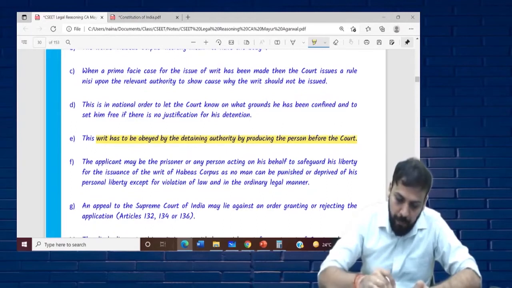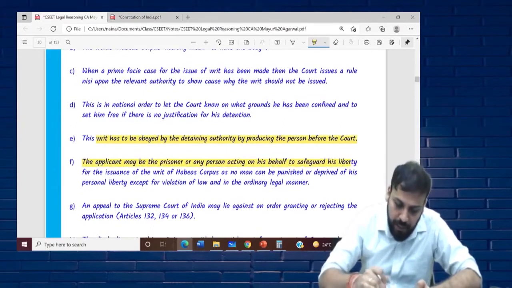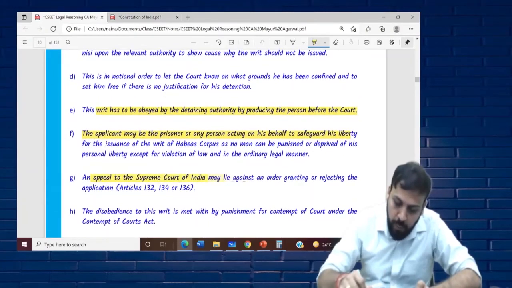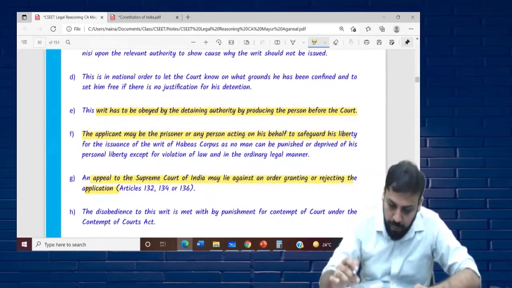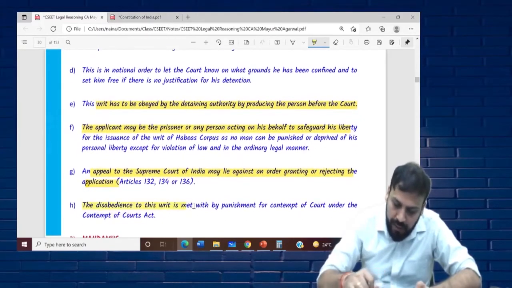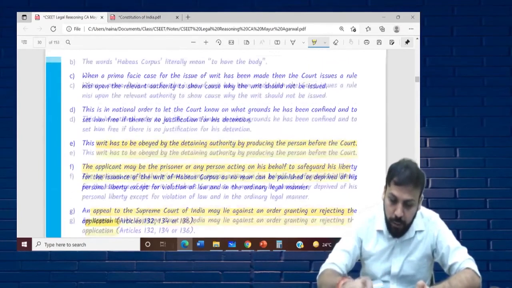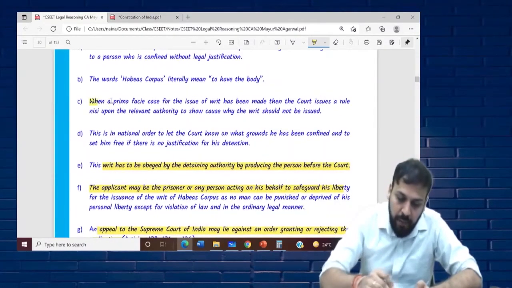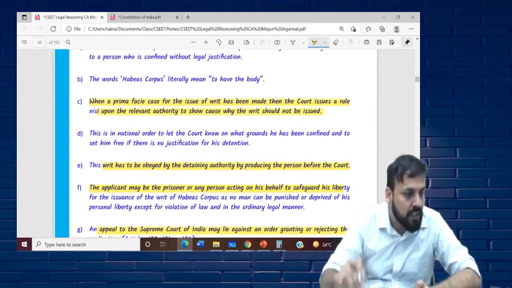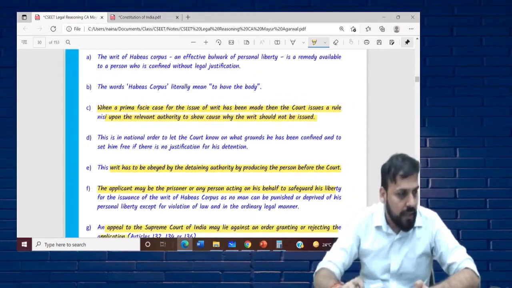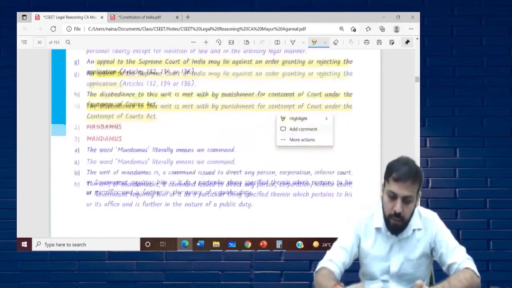The applicant may be the prisoner himself or any person acting on his behalf to safeguard his liberty. An appeal to the Supreme Court may also lie. If it is rejected by the High Court, you can go to the Supreme Court. And if they disobey the writ, then there is punishment by the court, if the detaining authority doesn't listen. When a prima facie case for issue of the writ is made, the court will issue a rule upon the relevant authority to show cause why the writ should not be issued. Tell us why he should not be freed. And if there is no answer, then the writ of habeas corpus will be passed.